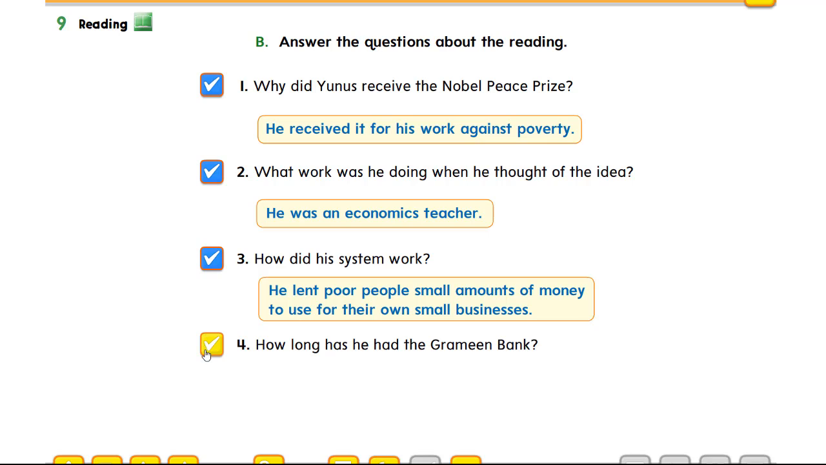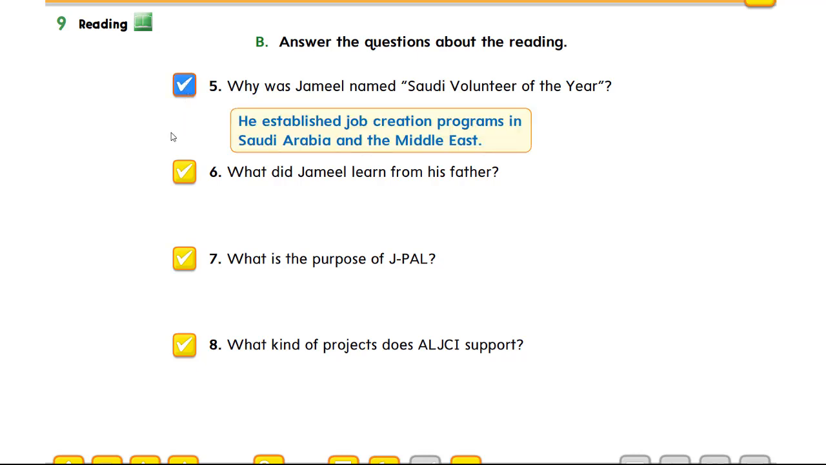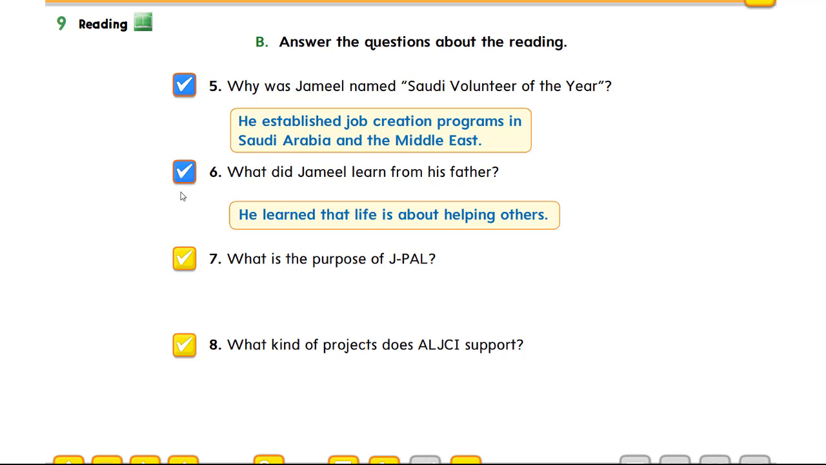4. How long has he had the Grameen bank? He has had the Grameen bank since 1976. 5. Why was Jamil named Saudi Volunteer of the Year? He established job creation programs in Saudi Arabia and in the Middle East. 6. What did Jamil learn from his father? He learned that life is about helping others.